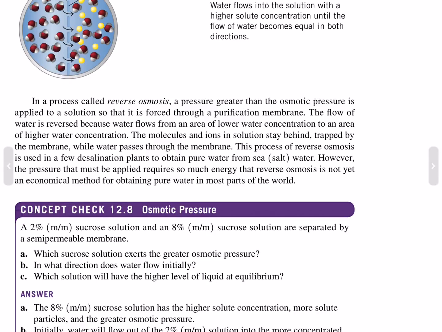In a process called reverse osmosis, a pressure greater than the osmotic pressure is applied to a solution so that it's forced through a purification membrane. The flow of water is reversed because water flows from an area of lower water concentration to an area of higher water concentration. The molecules and ions of the solution stay behind, trapped by the membrane, while water passes through the membrane. This process of reverse osmosis is used in a few desalination plants to obtain pure water from seawater.